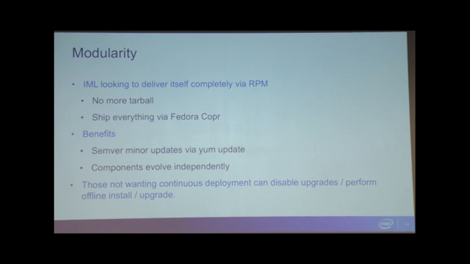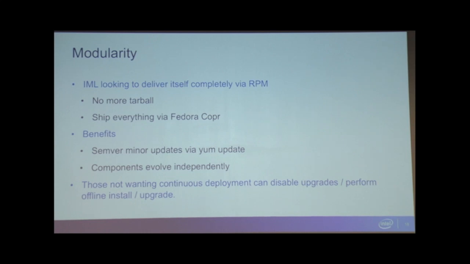Our last IML 4.1 enhancement is modularity. Currently IML is delivered as a tarball through the GitHub release pages. So when someone wants to use IML, they effectively have to download the new tarball version, upload it to a server, expand the tarball, and run an installer script to get started.